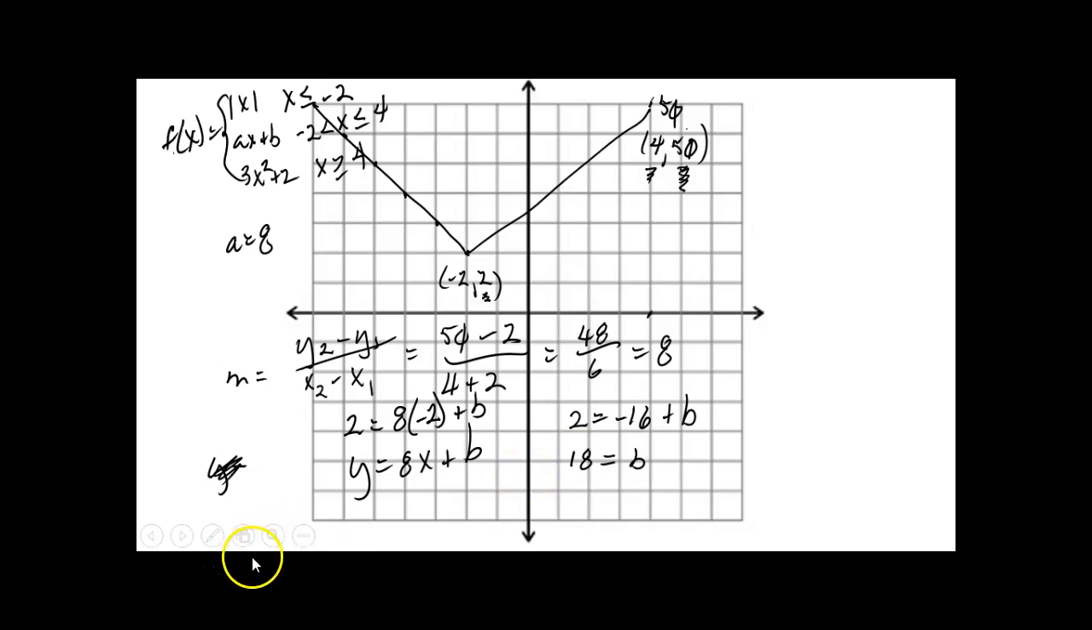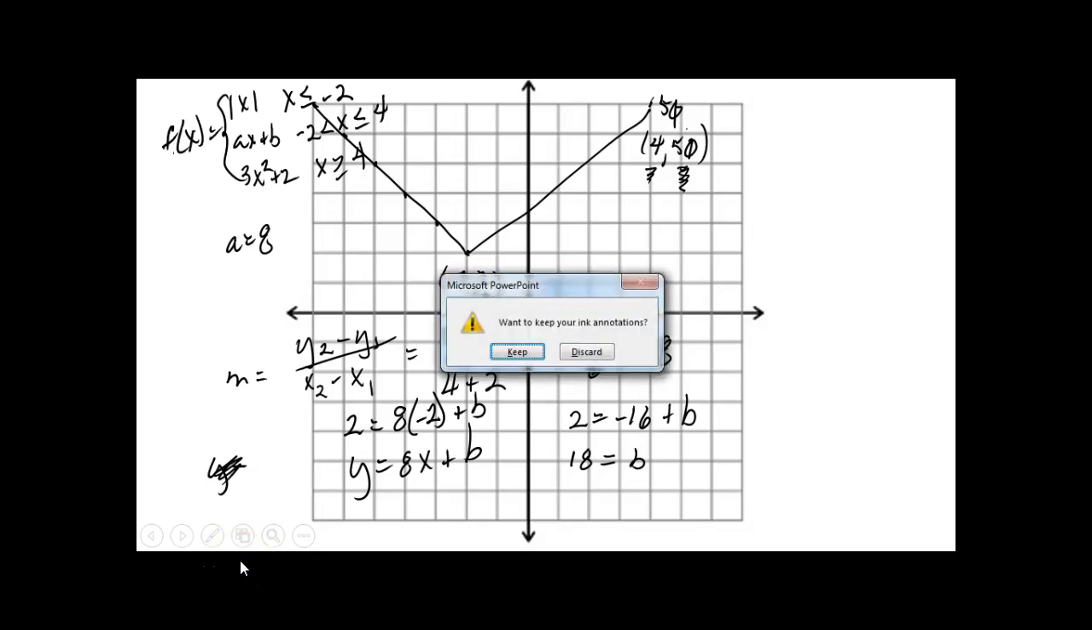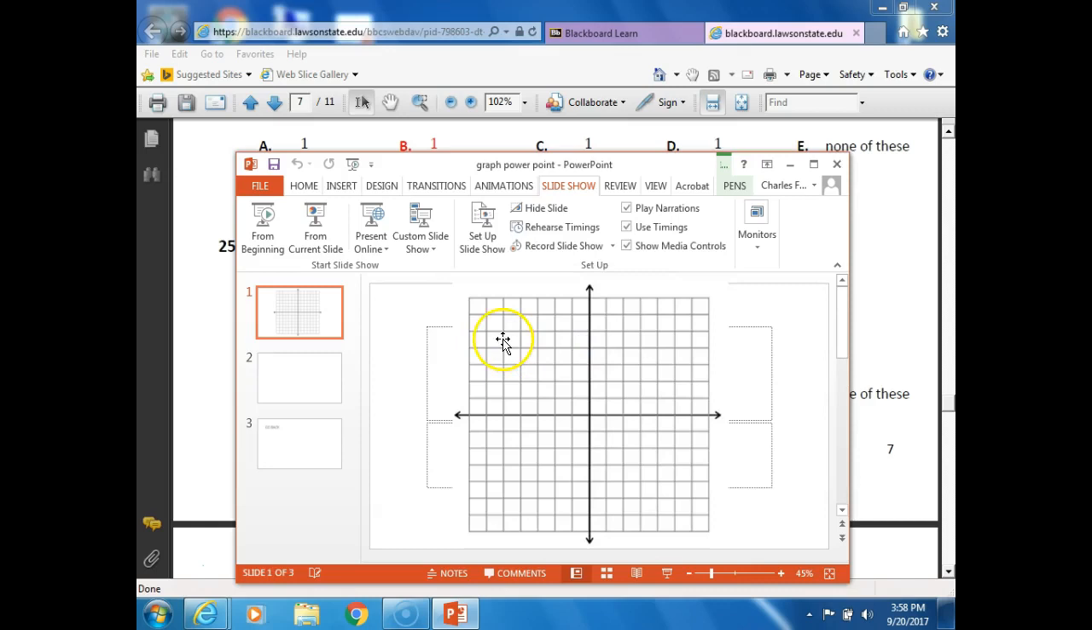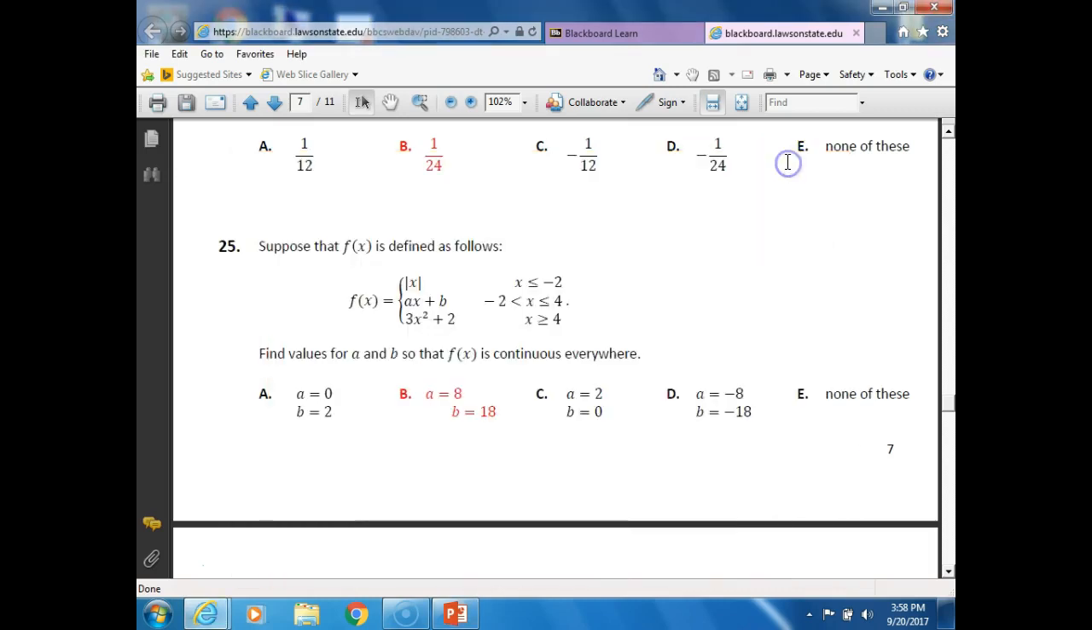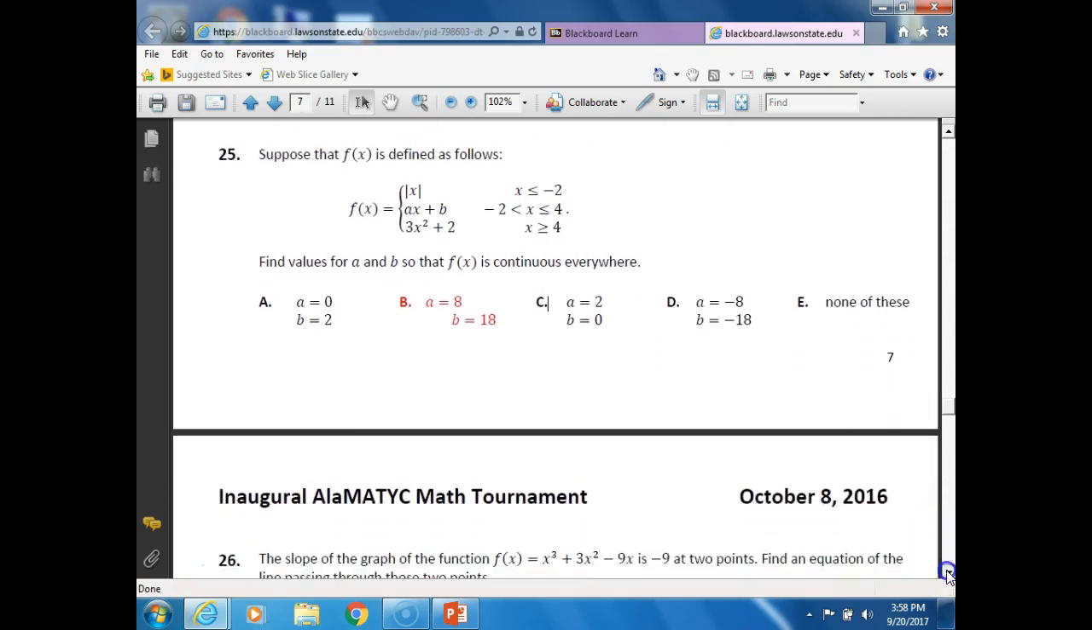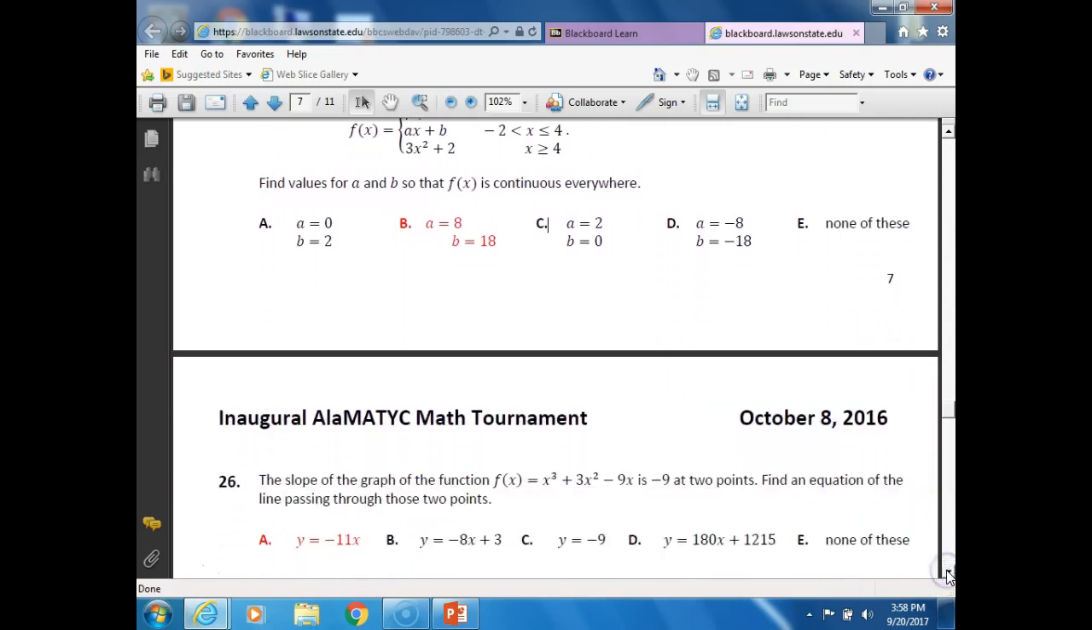All right. Now, what a pain. What I have to do is go back and discard that and go back to this. We'll minimize this. All right. a is equal to 8, b is equal to 18. All right. 26. That's just for funsies.